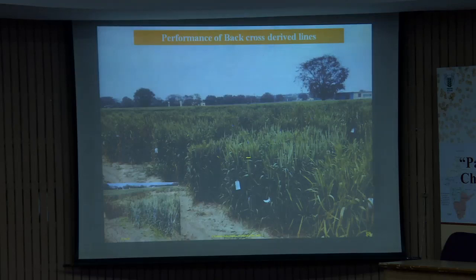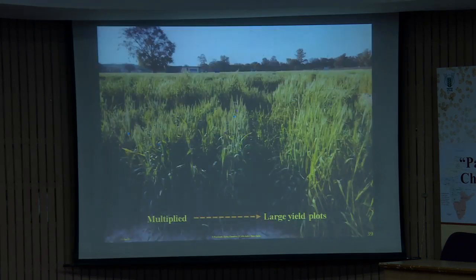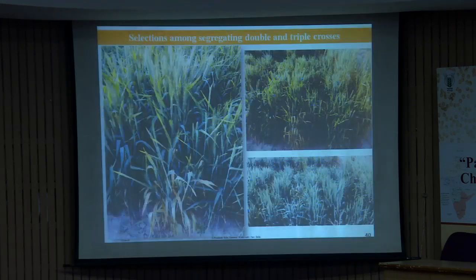So if you look here, the lines which we developed and shipped to India, this is the agro-local susceptible. It's not very clear, but see this one, it is completely clean from the disease. Not a single spot you can see on this one. So this is also one more picture of that. We were growing them in progeny rows. Now we have shifted them to larger individual plots to analyze their yields.